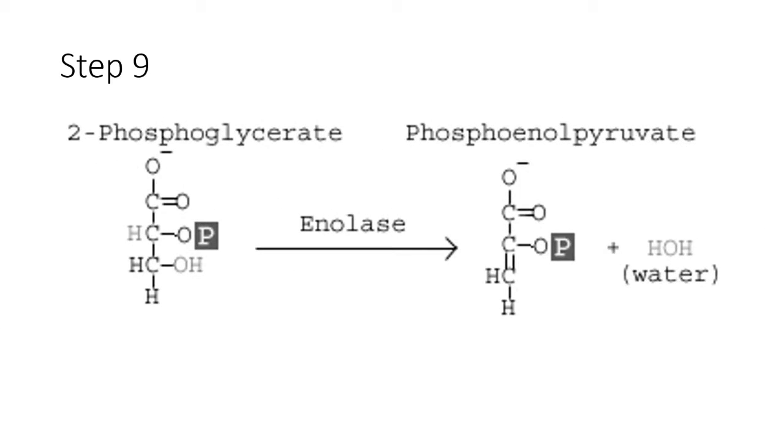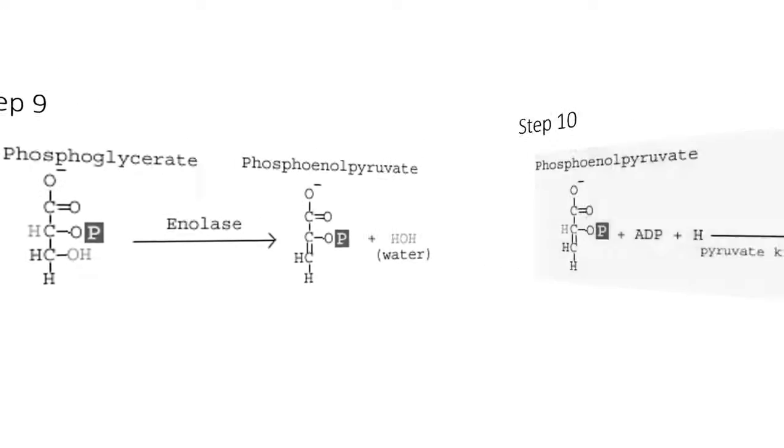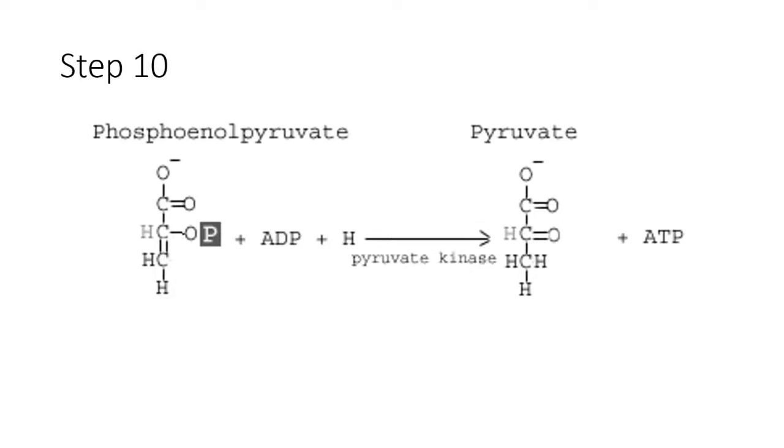In step 9, water is removed from glycerate 2-phosphate to produce phosphoenolpyruvate, which is catalyzed by enolase. In step 10, phosphoenolpyruvate is converted to pyruvate, which is catalyzed by pyruvate kinase. At the same time, another phosphate is transferred to ADP to form ATP.